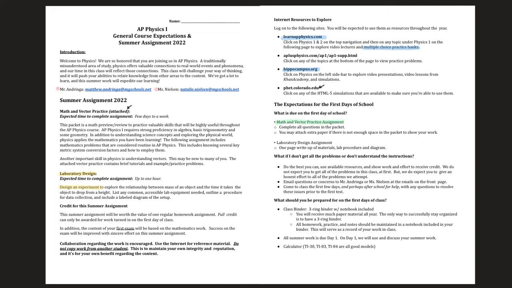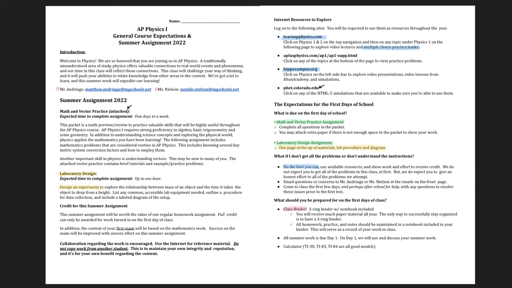which is the packet itself. And we will be collecting the laboratory design assignment, which is going to be a separate one-page write-up of your lab design. Again, we'll talk about that at the end of the video. The most important thing as you're doing this packet is to try the best you can. No, you probably don't know everything, and that is okay, but you need to try.